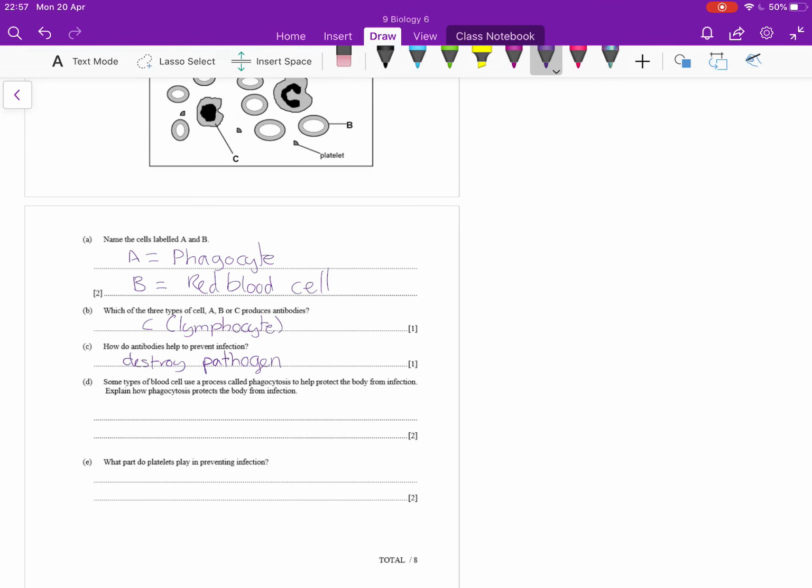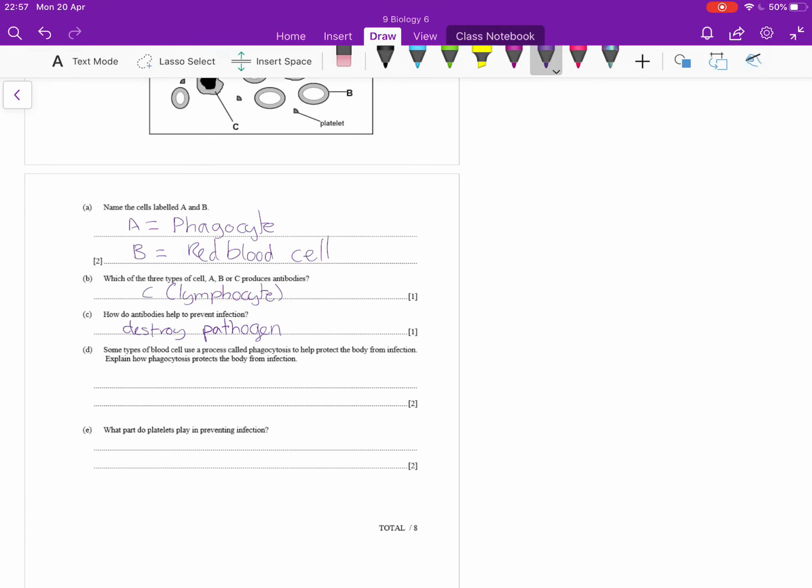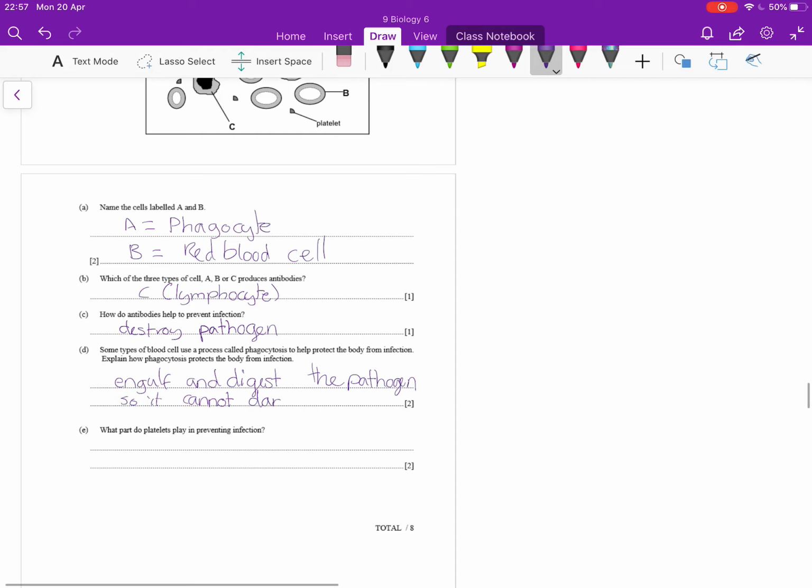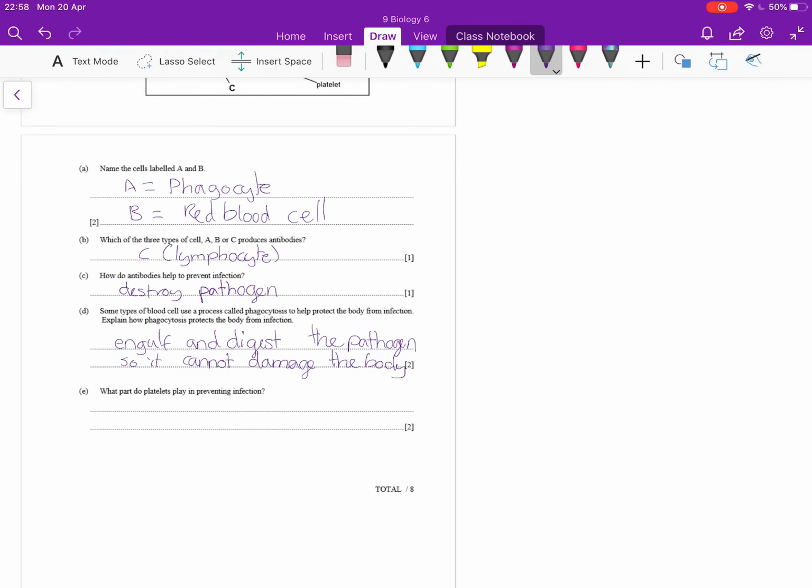How do antibodies prevent infection? They contribute to the destruction of pathogens either directly or by marking them and making it easier for the phagocytes to destroy them. And then we've got a question there asking about how phagocytes work and how phagocytosis works, so engulfing and digesting the pathogen. And that will obviously take that pathogen out of circulation in your body so that it cannot release toxins and it cannot damage the body. And then how do platelets contribute to preventing infection? They're going to both prevent entry of pathogens to your body and also reduce potential blood loss from your body by forming blood clotting in response to injury.